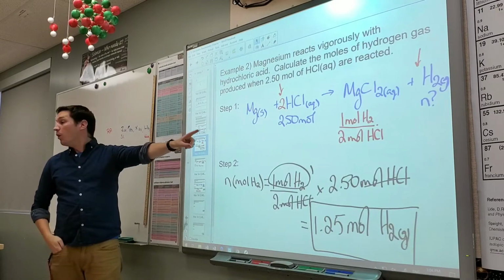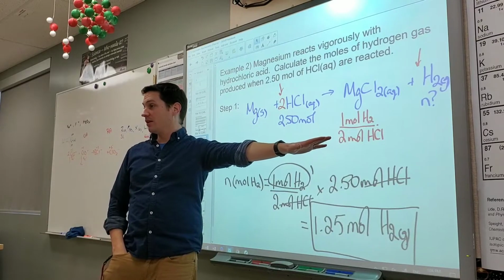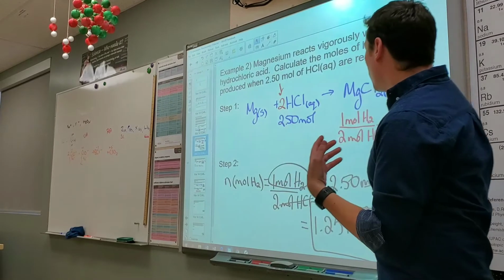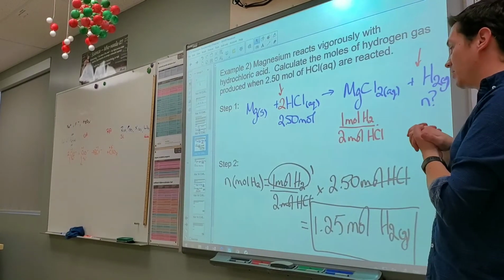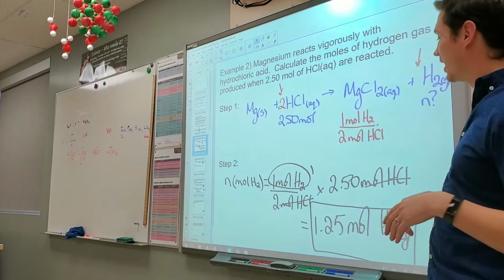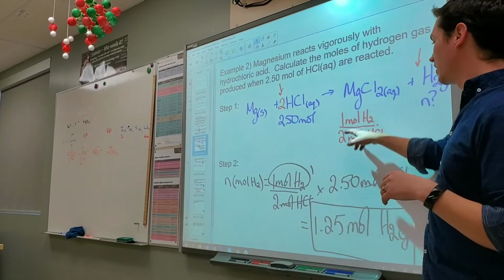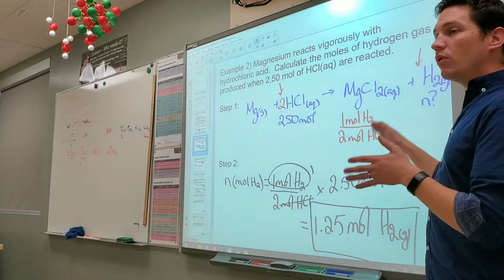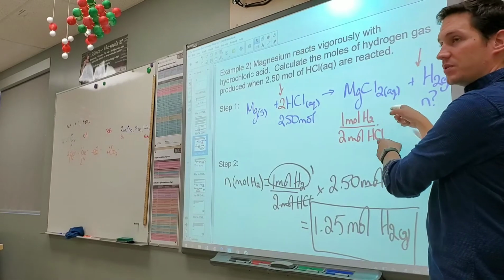So was the moles to moles ratio pretty straightforward? When I look at this molar ratio, okay, Idris, can I bug you? Okay, so I've got my molar ratio here. What does the molar ratio convert between? What are the two things it converts between?